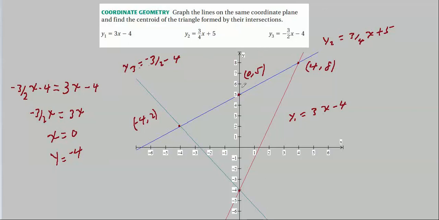Now the centroid is the intersection of all the medians. Here's one median here. We found our vertex point, and then we found our midpoint. Now here's the tricky part. Let me draw this in first. If we did everything right, all we need to figure out is the distance from here to here, because 2/3 along the way will be the centroid.